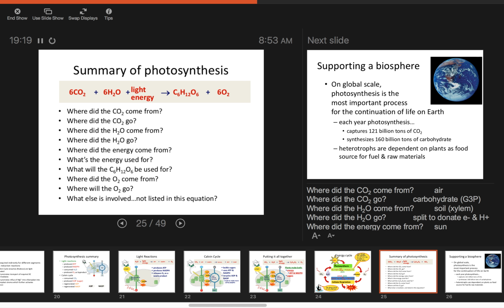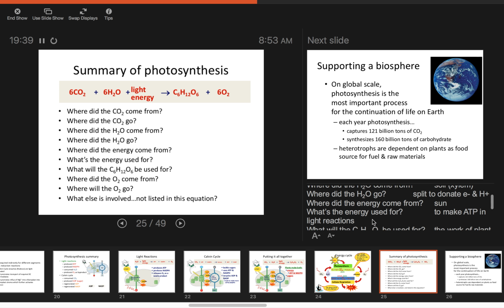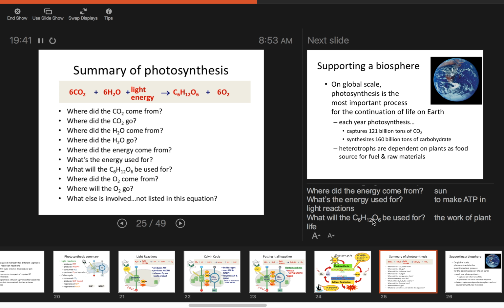Where did the water come from? The outside, the soil, you could say the xylem of the plants. Where did the water go, or what happened to it? It's made into oxygen. It's split. Awesome. Okay, where does the light energy... Oh, I just said the answer. Never mind. Where did the energy come from to do this? The sun. Okay. What's the energy used for?